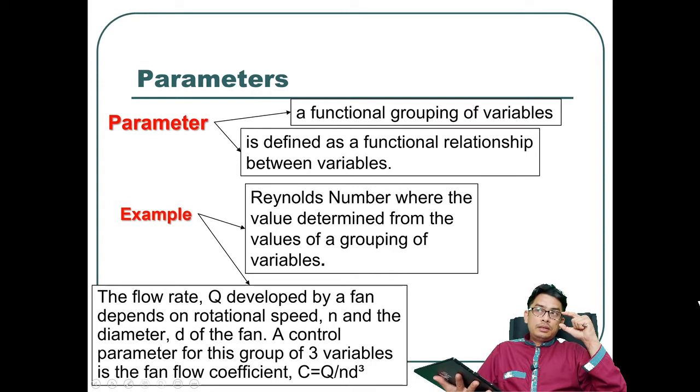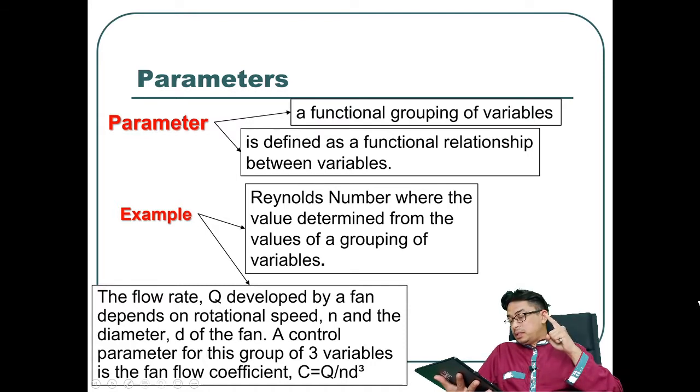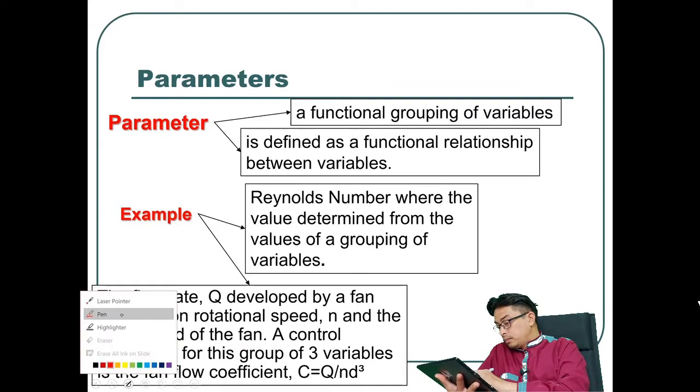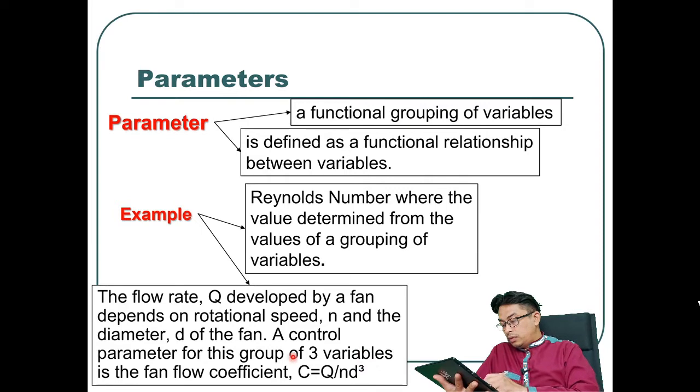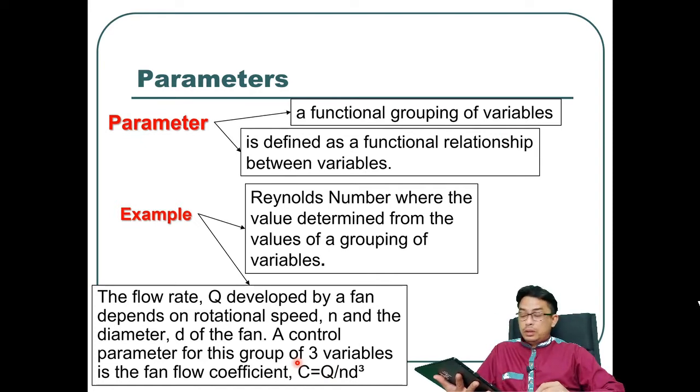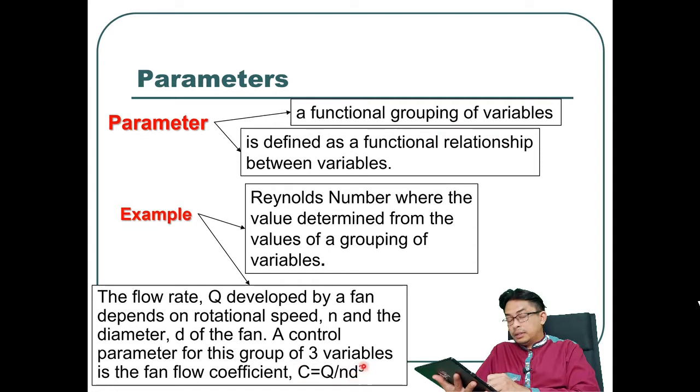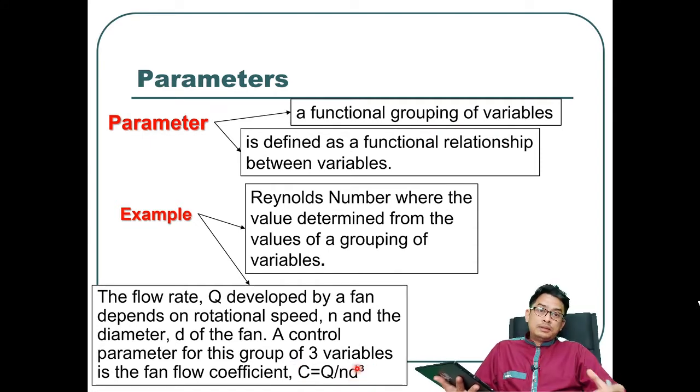Another example of a parameter is flow rate. A flow rate is a parameter. It's actually a combination of speed and the diameter of the fan or blade of the fan. The equation is down there, so let me show you. This is the equation for a flow rate. It's actually a fan flow coefficient. So this is a flow coefficient. If we make Q the subject of this equation, we get an equation related to N and the diameter. So those are the parameters.